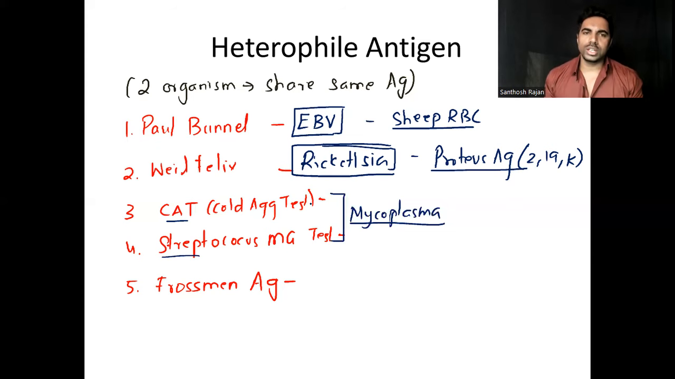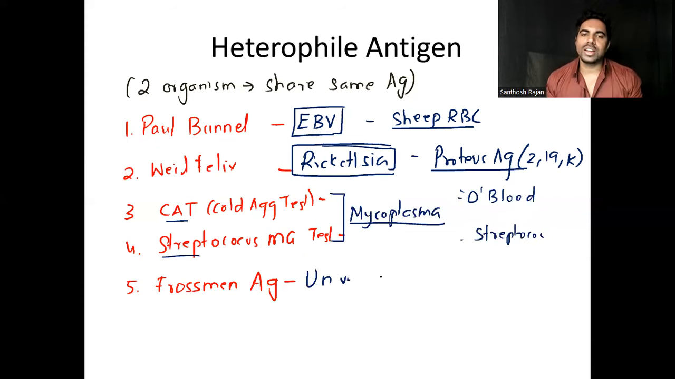Okay, so what are we looking for? A cold agglutination test, we are using O blood group. I mean, Diana has an O blood group. Okay, Diana's O blood group. And for Streptococcus MG, we are using Streptococcus antigen. Okay, right. Forssman is basically universal antigen.